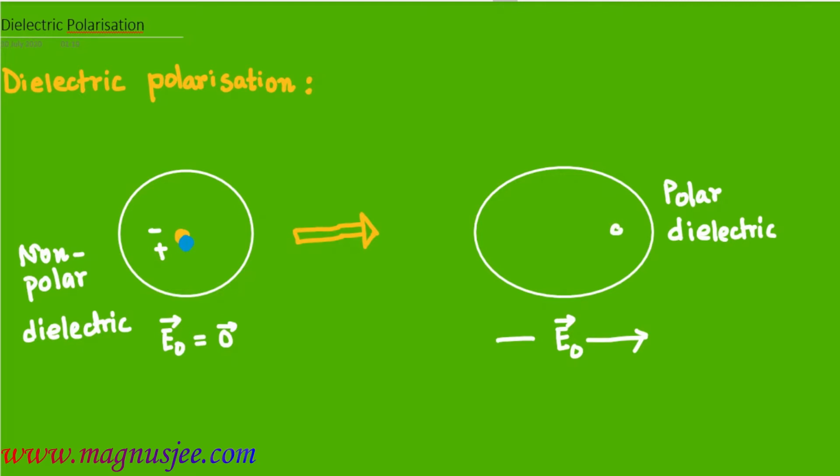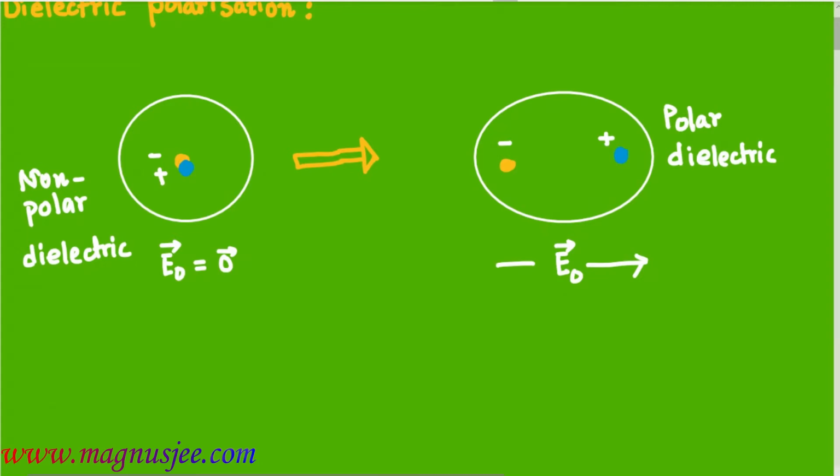Now, if an electric field E0 is applied on the right hand side, in that case the center of positive charge of a molecule of the polar dielectric will be pulled in the direction of the electric field, and the center of negative charge will be pulled in the opposite direction of the electric field. And this process is called dielectric polarization.